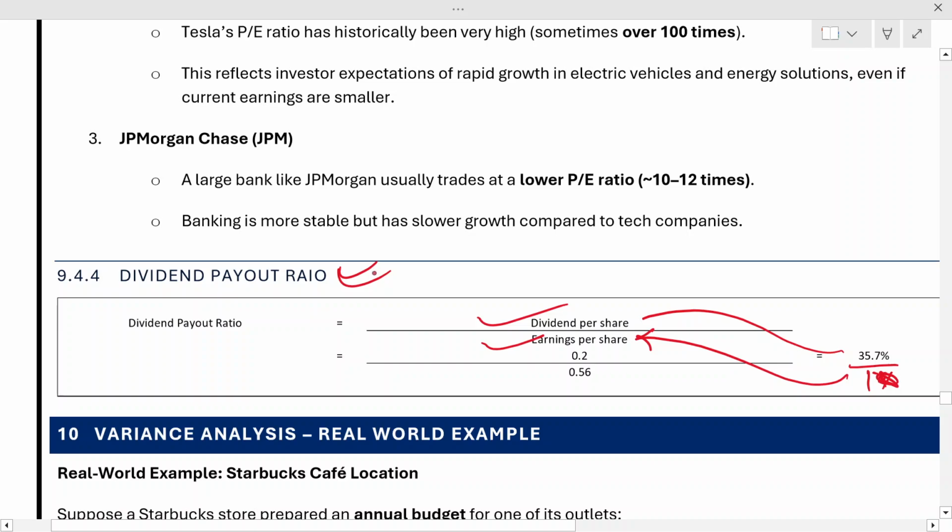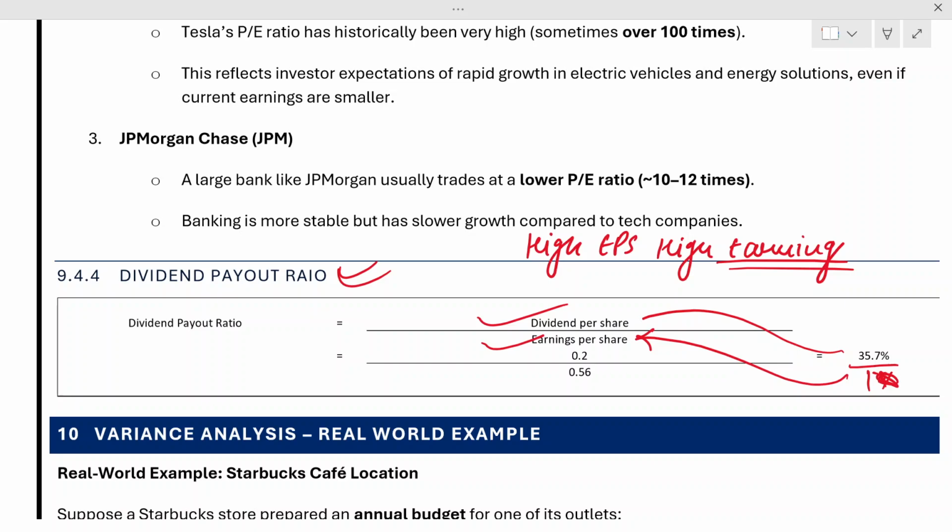Now why is this dividend payout ratio used? Companies generally use this dividend payout ratio to identify if they are having high EPS and high earnings, then they may think that okay, we need to pay dividends to our stakeholders.